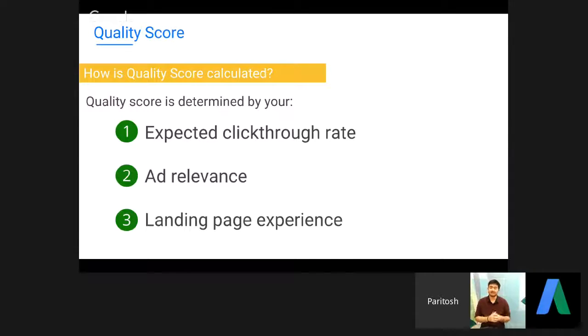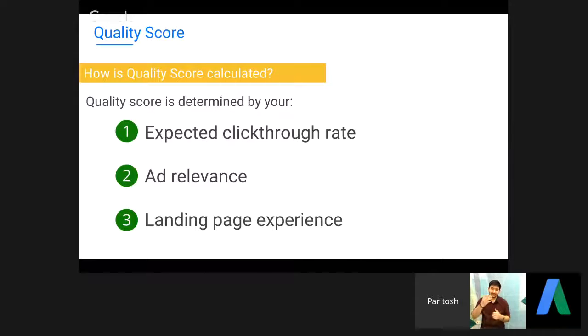The second thing is ad relevance. As discussed earlier, any keywords that you have, try having them present in some form or fashion in the text of the ad. Only then will the ad be relevant to the keyword. Finally is the landing page experience. Try to make your landing page as consumer friendly as possible and try to give as much information about the keyword as possible.